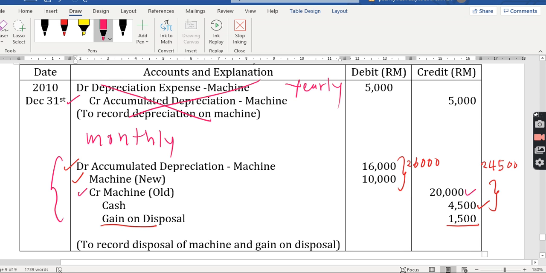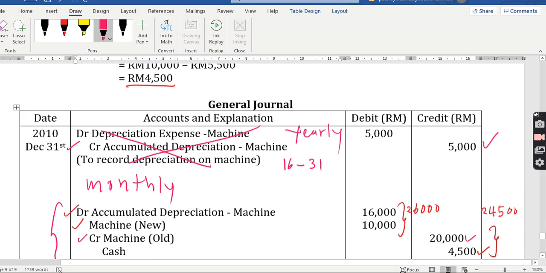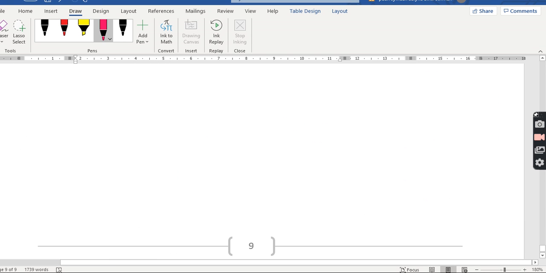Tapi why do I have this entry? Because I'm using monthly. Monthly is very detailed. You kena kira depreciation sehingga tarikh you jual. So if I sell between 16 to 31st, that means the asset is depreciated from January until December. And we need to record the depreciation expense for the current year first. Then only you can journalize the disposal of the asset. Okay? All right. Thank you.